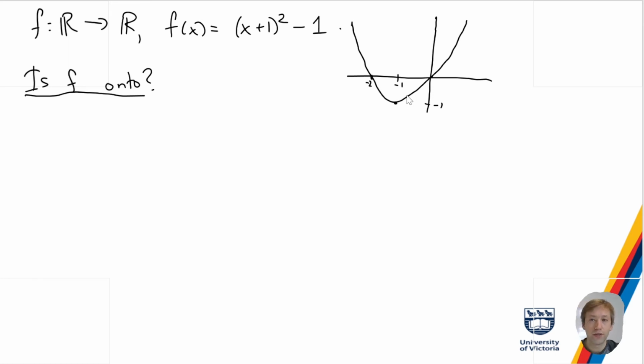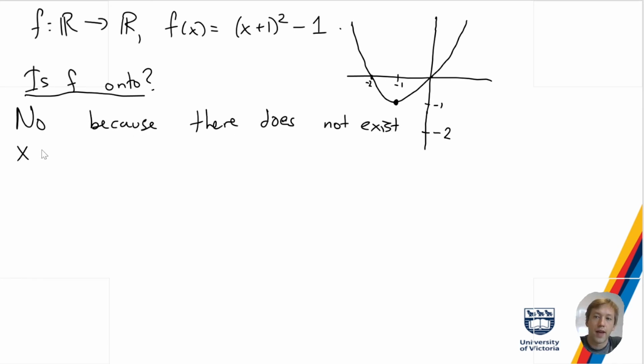Is this onto? Well, I think it's clearly not onto, right? You can see the minimum point is at -1. So it's impossible, for example, to plug in a value and get -2. So the answer is going to be no here, because there does not exist x in the real numbers such that f of x is equal to -2. Therefore, -2 is an element of the codomain which is not in the range, so it's impossible.